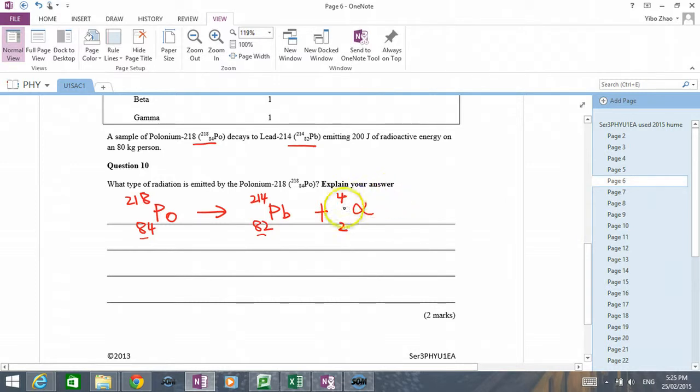It should be in your notes. An alpha particle has atomic number 2 and mass number 4. So this must be alpha decay. If you have the chemical equation, you get 1 mark. If you have the words alpha decay, you get another mark. Done.